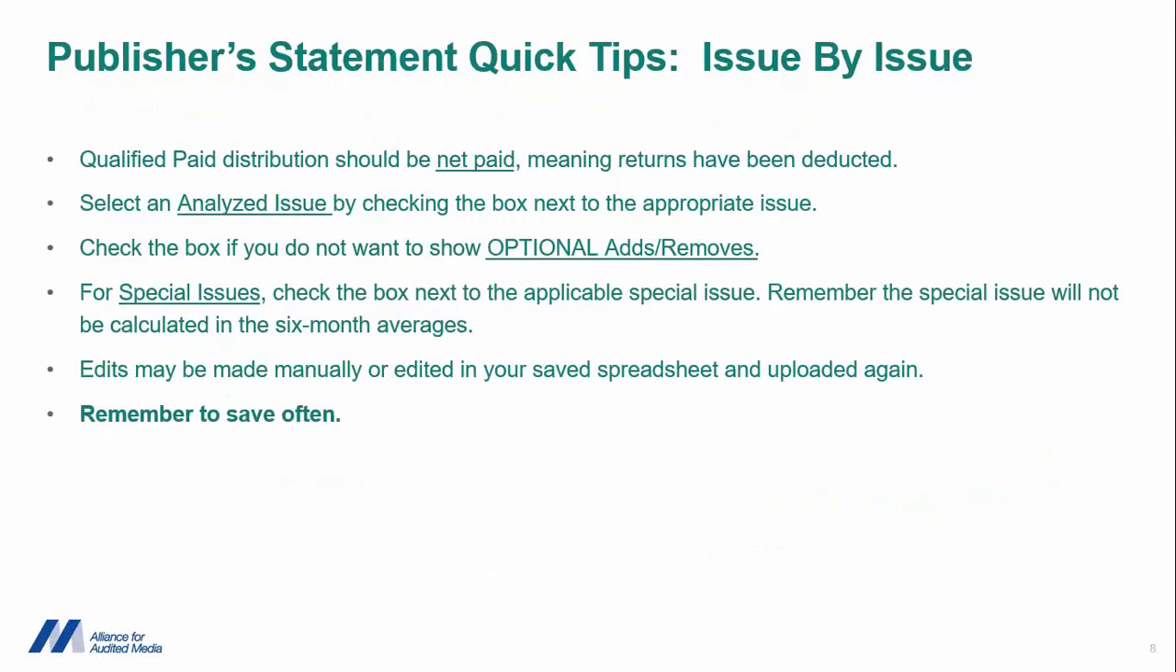Some of our publications do have special issues. A special issue, for example, would be an anniversary issue. These issues stay out longer on the newsstand. They're in addition to your regular issues. So if you do have a special issue, you do report it in the issue by issue section. However, you're going to indicate that it's a special issue. Special issues are not included in the 6-month average. They're just disclosed in the issue by issue section.